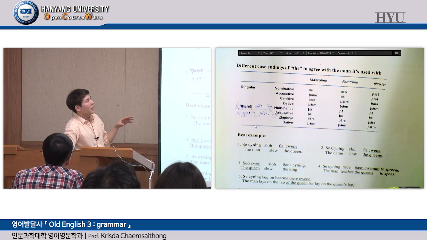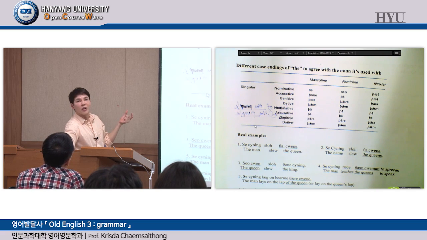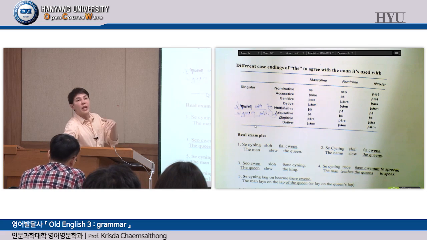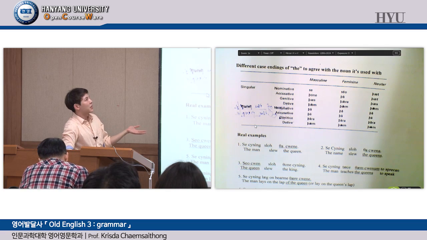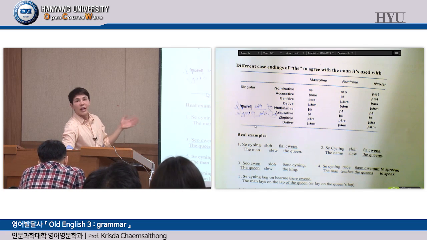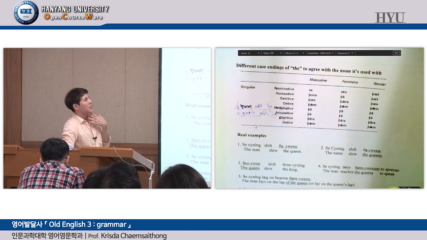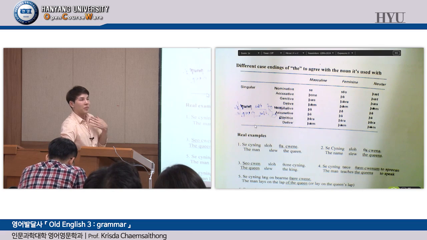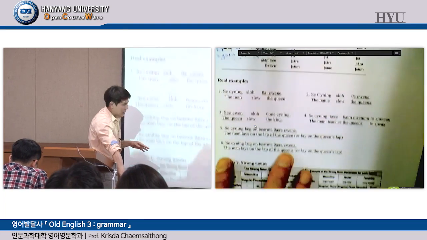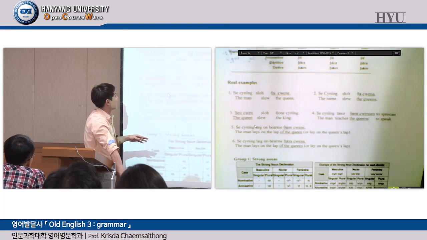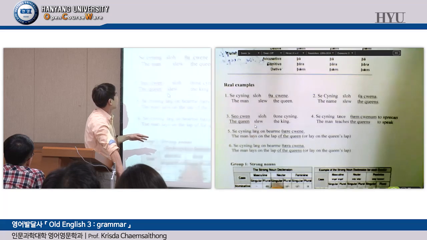So if it's masculine nominative, you use "se," which is "the." If it's accusative, you use "tone." This is the thorn, th, "tone," which is again "the," but it's for masculine accusative, and so on. If it's masculine genitive, you use "thæs," like that. So this is the idea of Old English. Now let's look at examples here. It will make it more clear to you.